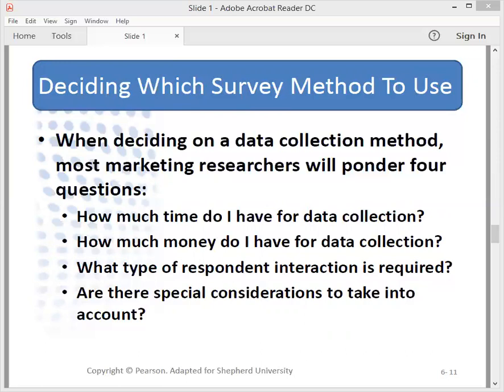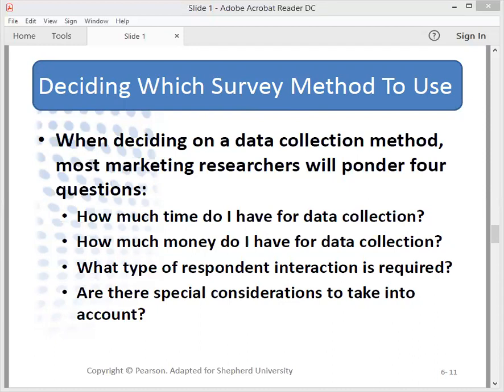And are there special considerations to take into account? Traditionally, if the short time horizon is the overwhelming consideration, telephone surveys were often selected because they're very fast. Today, online surveys are also exceptionally fast, and they can accommodate all but the physical handling of products or other things that are of interest to the researcher. In-home personal interviews and mail surveys are poor choices when time is critical because they take a long time.